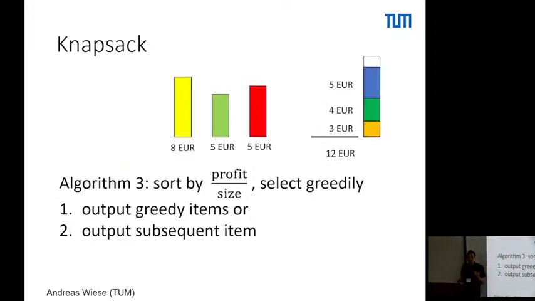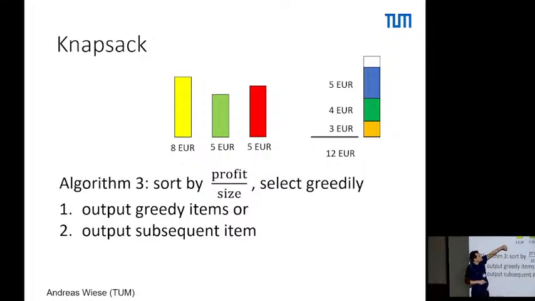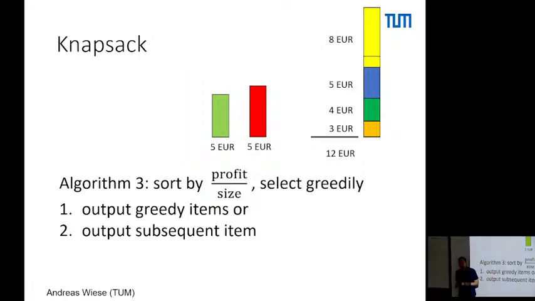How does this look in general? Let's get back to this example here. So now this yellow item here was the next item that didn't fit. And so if we try to add it to the knapsack, it would go above our capacity.